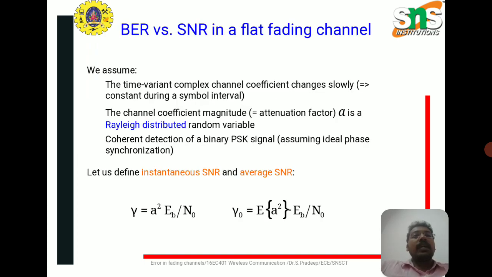We assume the time variant complex channel coefficient changes slowly. The channel coefficient magnitude A is a Rayleigh distributed random variable. Coherent detection of a binary PSK signal is assuming ideal phase synchronization. By using this assumption, let us define instantaneous SNR and average SNR.